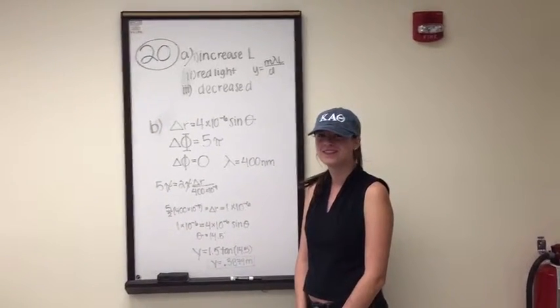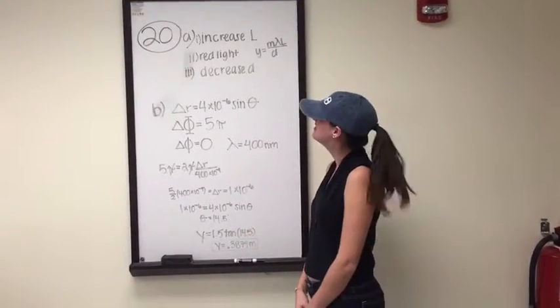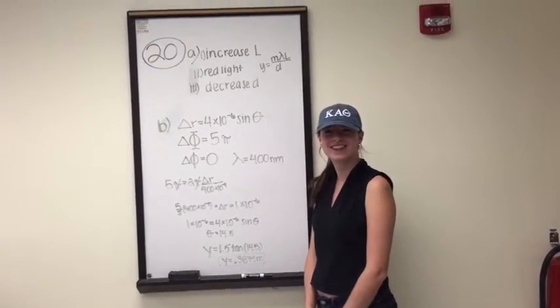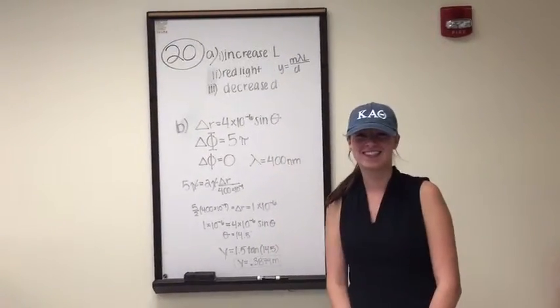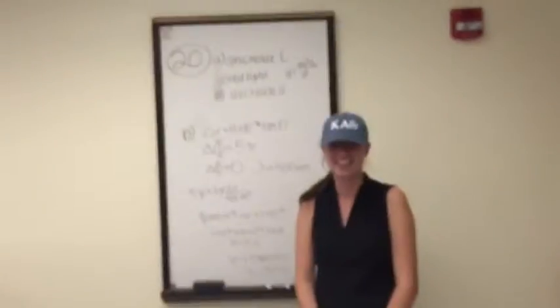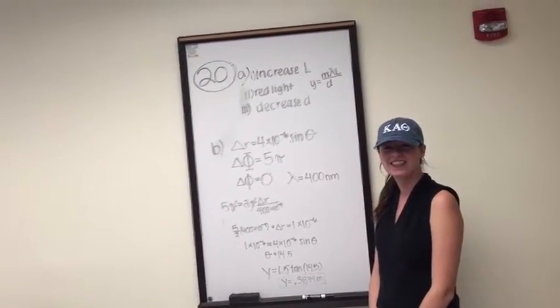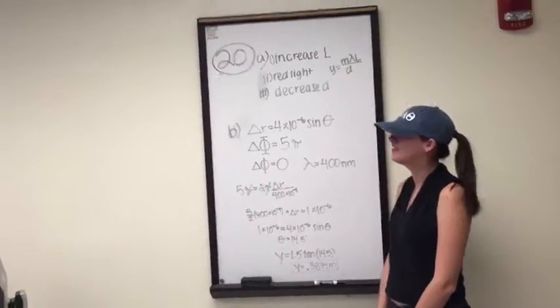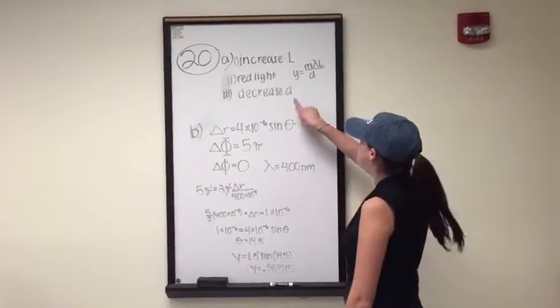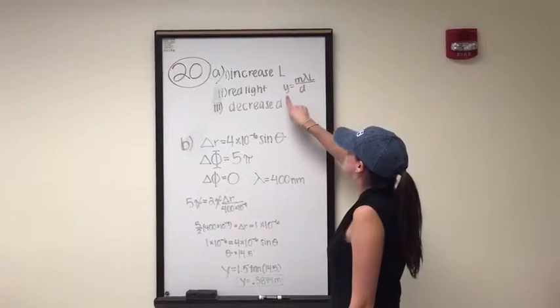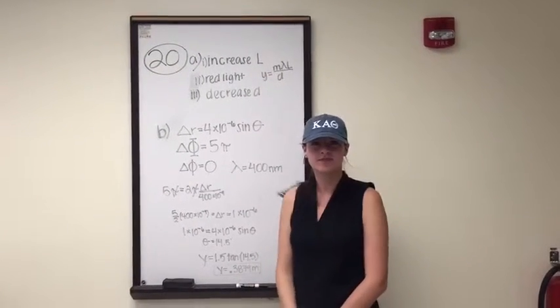If you want to increase the distance between the central maximum and the first maximum, should you increase, decrease, or keep d constant? You should decrease d, so then if you decrease d, it will increase Y.